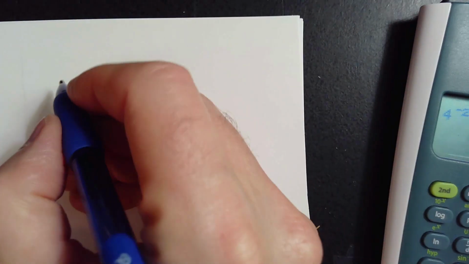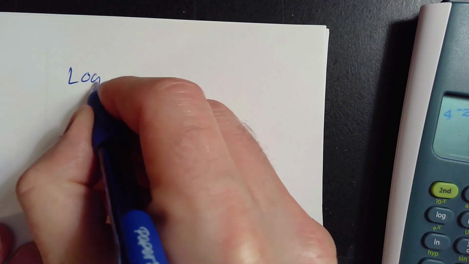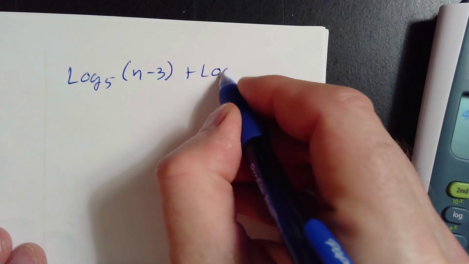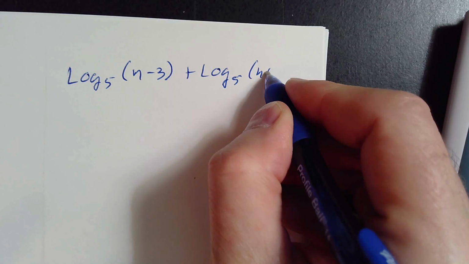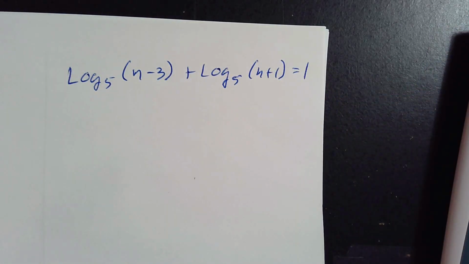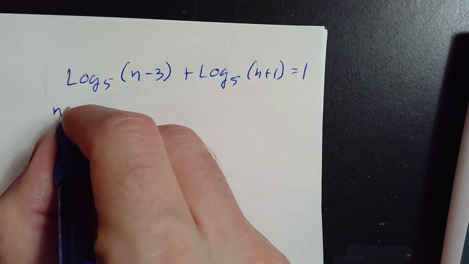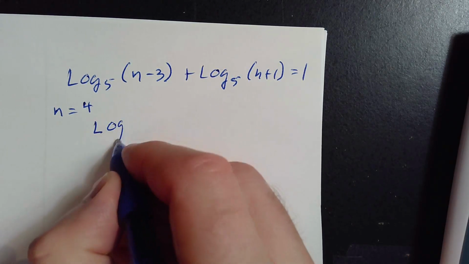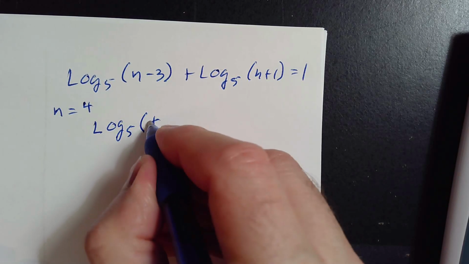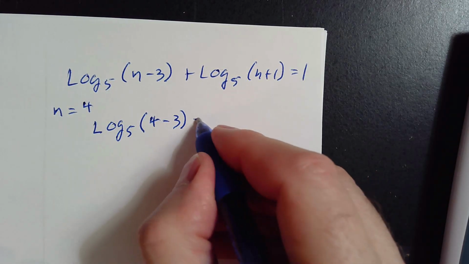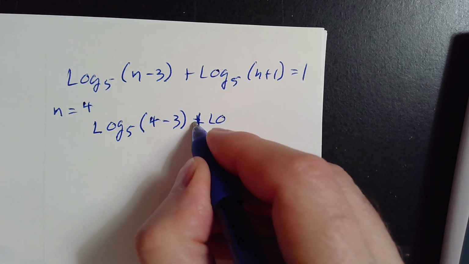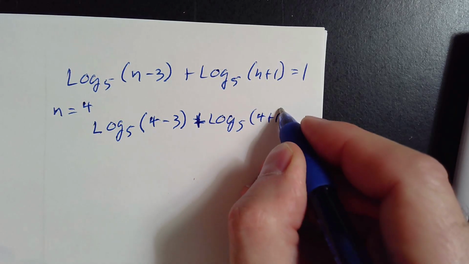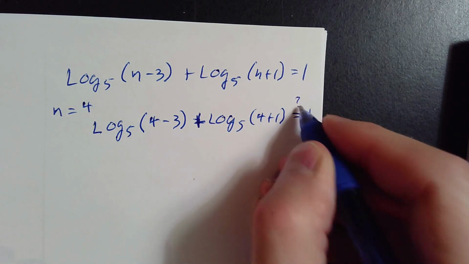So I'm going to write down log base 5 of n minus 3 plus log base 5 of n plus 1 equals 1. Now I'm going to first check n equals 4. So I'm going to plug that in. So I just replace n by 4. That should be a plus sign. And we're trying to see if we get 1.